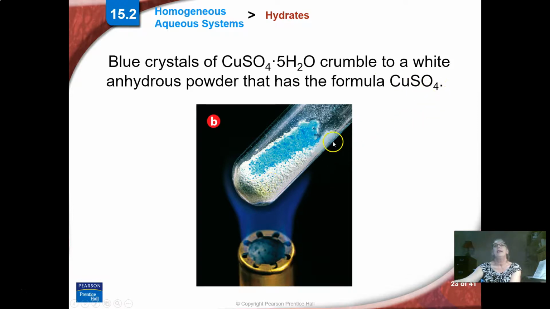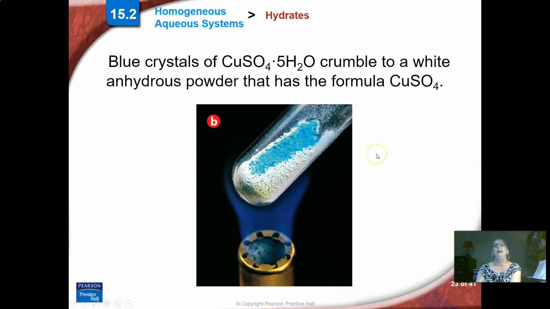So this change is a chemical reaction. We have actually broken that bonding between the copper sulfate and the water, and the water is going out in a vapor. We can't see it, but we're left with just the copper sulfate.